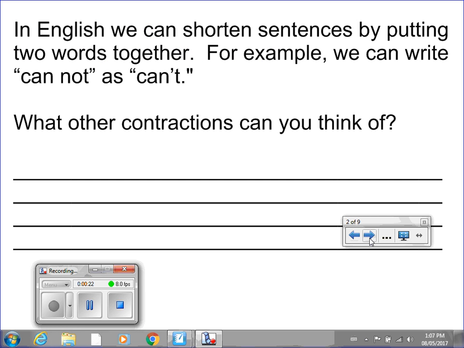In English, we can shorten sentences by putting 2 words together. For example, we can write cannot as can't. And we'll have a discussion about this at the start of tomorrow's class. We'll make a list on the board of other contractions that we can think of and that we know. But what I want you to do for now is when I finish speaking, please put the video on pause so that you can jot down as many contractions that you can think of. All right, let's proceed.